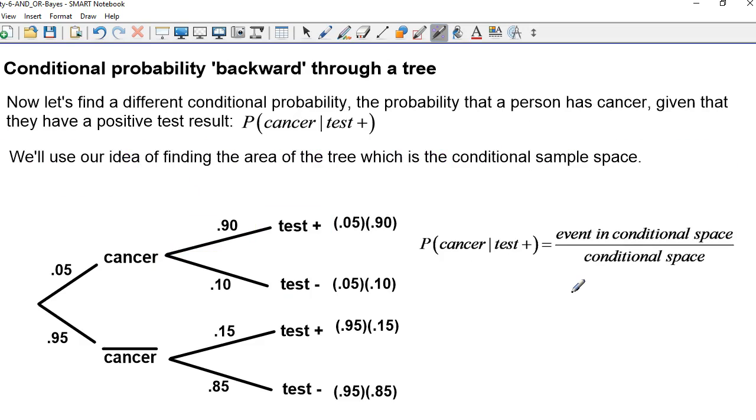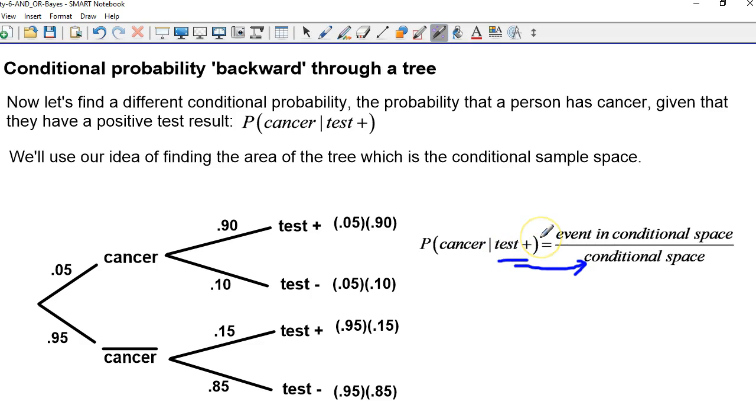Okay, now we're going to use that idea of figuring out a portion of a tree and then finding a probability inside that to find a conditional probability, but going backwards through the tree. So let's find a different conditional probability. We're going to find the probability that if a person has a positive test result, they really have cancer. Okay, so we're going to use our idea of dividing the tree up by the condition. So the conditional sample space will be defined by this.